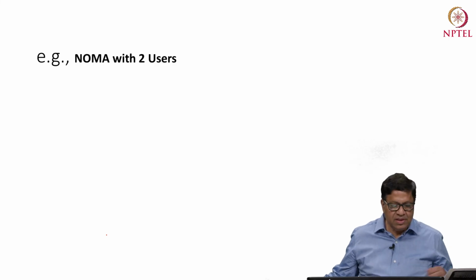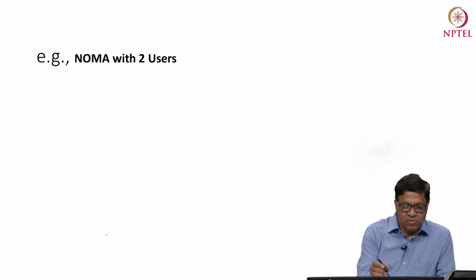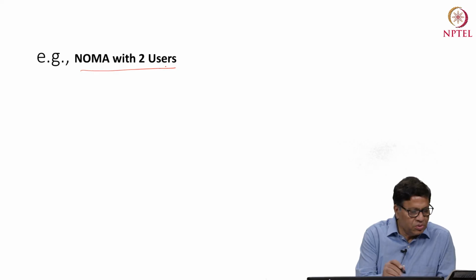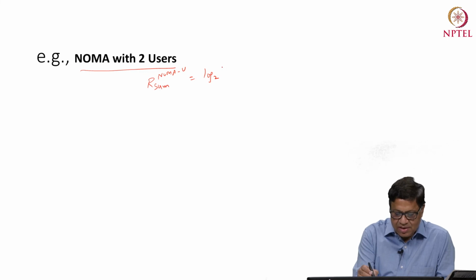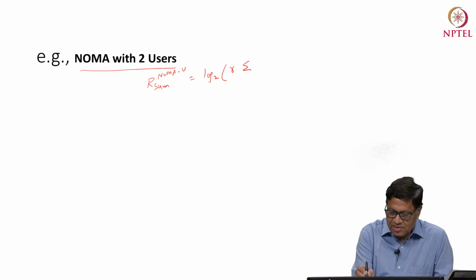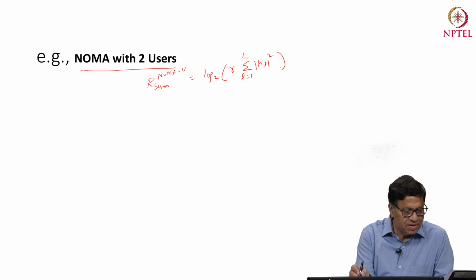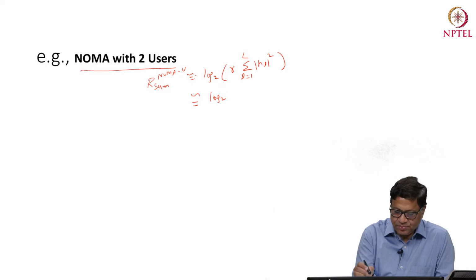Now let us see a small example with two users. Let us take for example the uplink, where R sum NOMA is given by log 2 of gamma summation over L equal to 1 to capital L of HL whole square, which we have derived in the earlier slides. So for two users, this will be equal to log 2 of gamma H1 plus gamma H2.